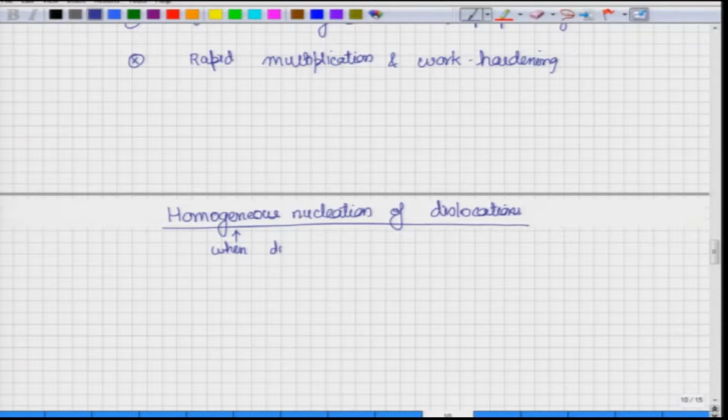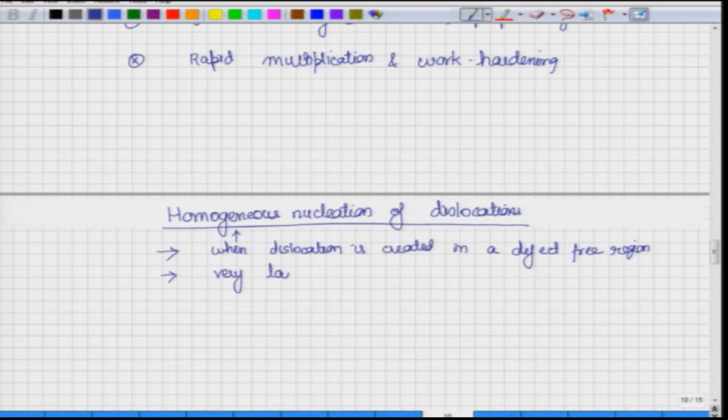So, when a dislocation is created in a defect free region, and like I have already warned you, the stress requirement will be very high, which is what we will see, very large stress is required, and hence it is not a preferred phenomenon by which dislocation density increases.